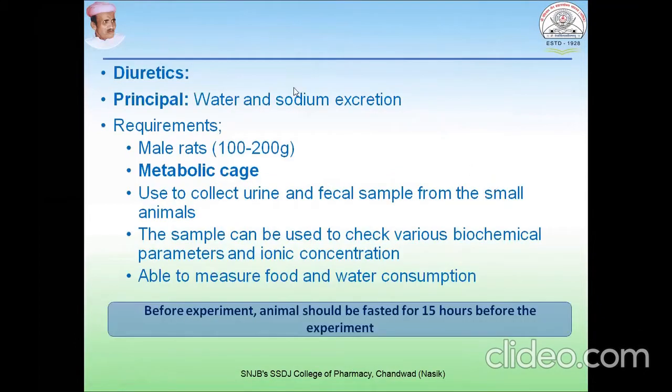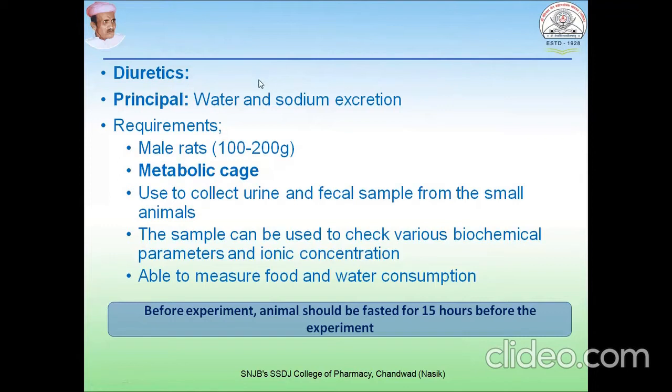Now, the very first thing, what are diuretics? Diuretics are a class of drugs which increase the flow of urine. These agents are useful in the treatment of various cardiovascular disorders. They are also useful in cases of poisoning, glaucoma, and edema. So these agents are very useful, and any drug which has diuretic activity can be screened using preclinical screening methods.